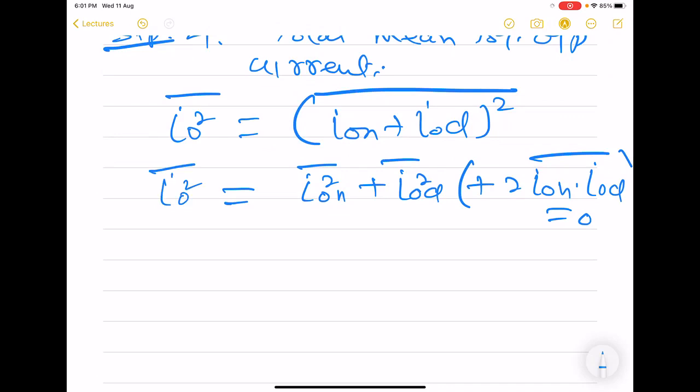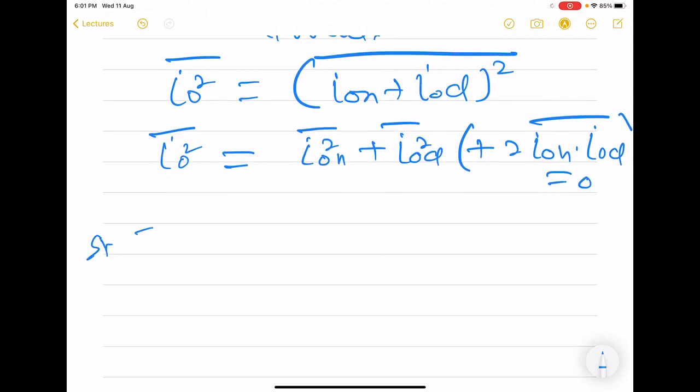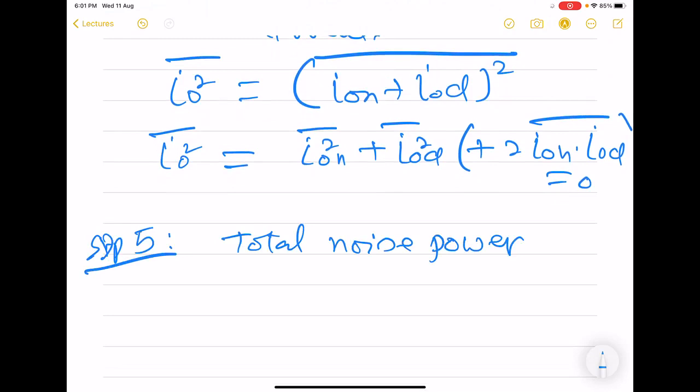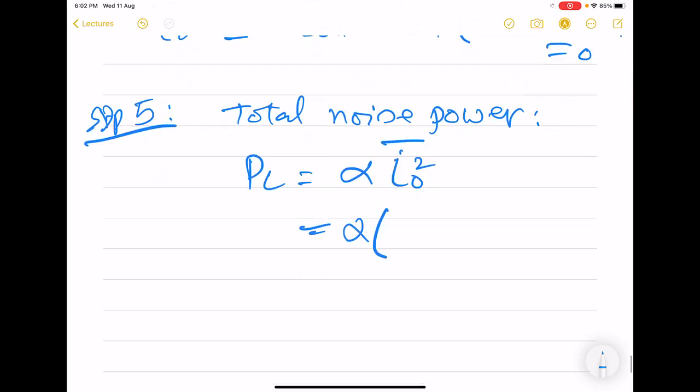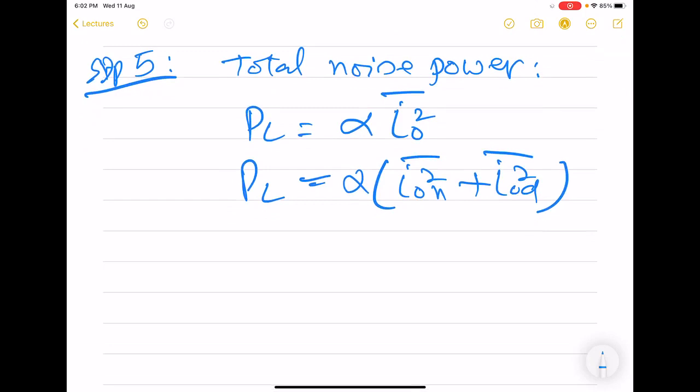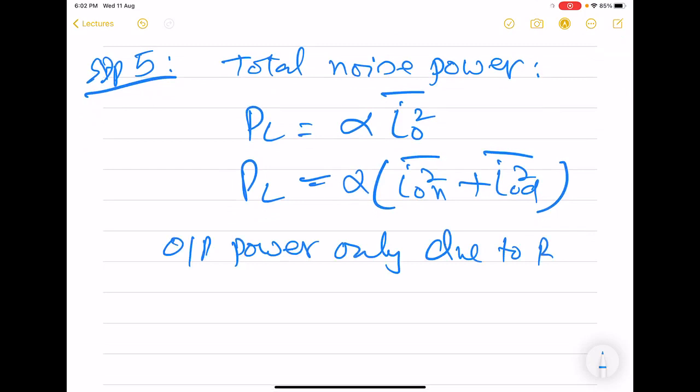Now, in step five, the total power to the load, PL, is going to be a factor alpha into IO mean square. So this is going to be equal to alpha into ION mean square plus IOD mean square. And the output power only due to RS, the load power due to RS, is going to be alpha into the mean square output current due to RS, which is ION mean square.